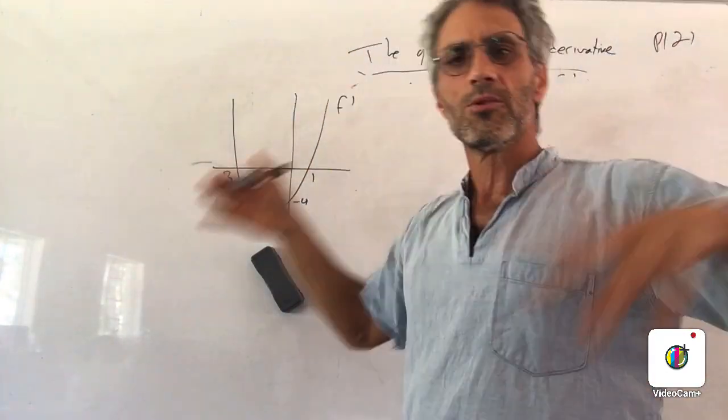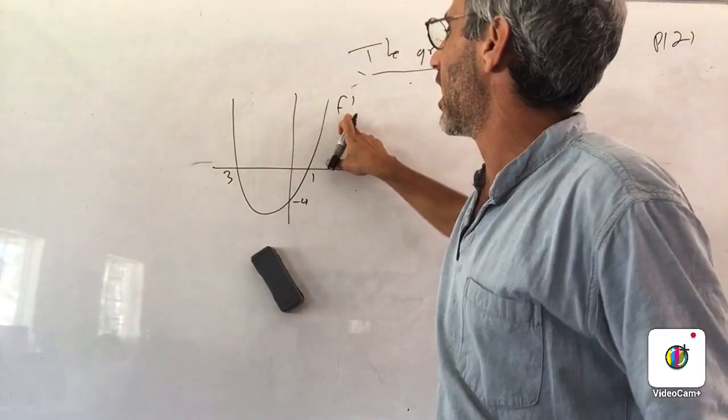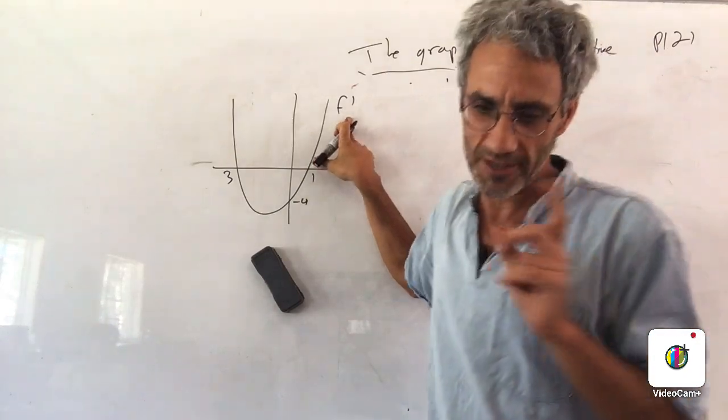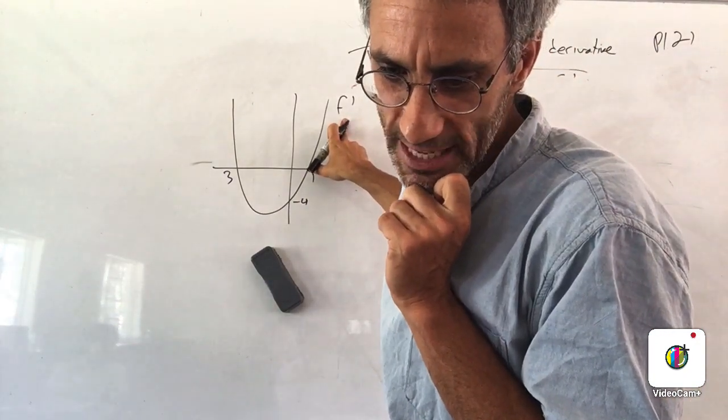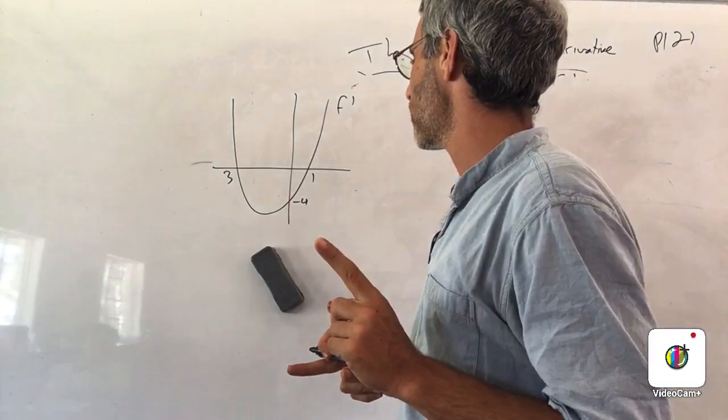This is a more complicated example. What we did now is pretty basic. So they're giving me a graph of the derivative, not of the function, of the derivative. And they're asking me what is the gradient of the tangent to f at x equals 0.